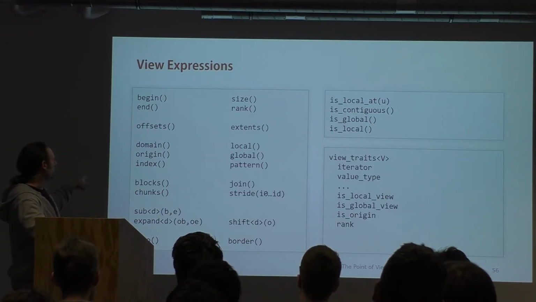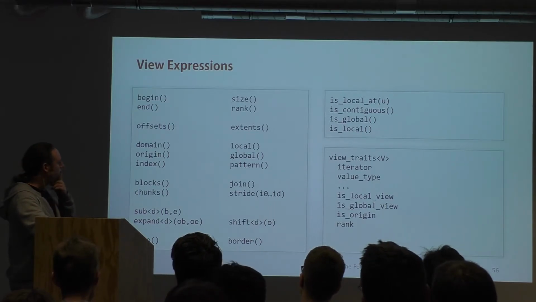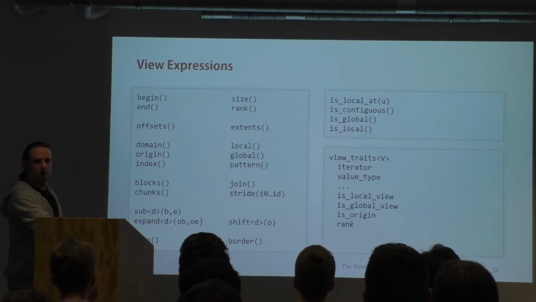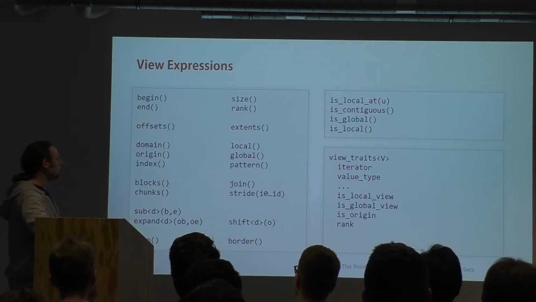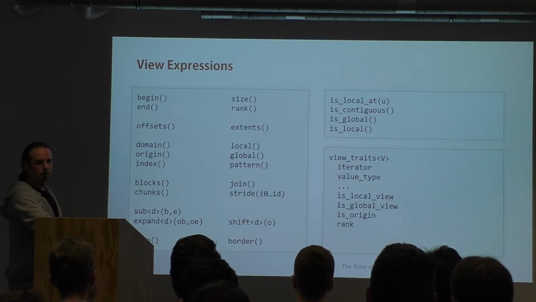Then we have operations like join, stride, chunk, sub, expand, and shift. Those are crazy. And we have some predicates, like is local, is contiguous, is global. And also those predicates are evaluated at compile time mostly, which is really useful. And of course, we have view traits, because otherwise all this constant folding in SVNI wouldn't work. And the views and index sets are again based on those view traits, just to know where exactly in the chain they actually are.